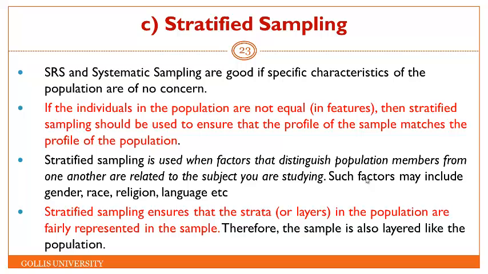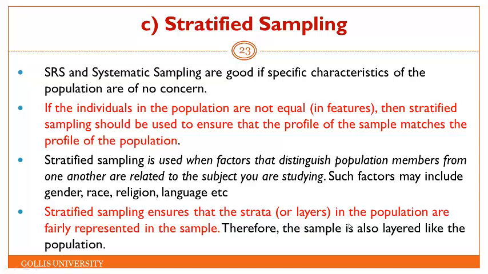The third method is the stratified sampling method. Simple random sampling and systematic sampling are good if specific characteristics of the population are of no concern, if you don't care about certain characteristics such as age, gender, or whatever. If the individuals in the population are not equal in features, then stratified sampling should be used to ensure that the profile of the sample matches the profile of the population. Stratified sampling is used when factors that distinguish population members from one another are related to the subject you are studying. Such factors may include, for example, gender, race, religion, language, and many others.